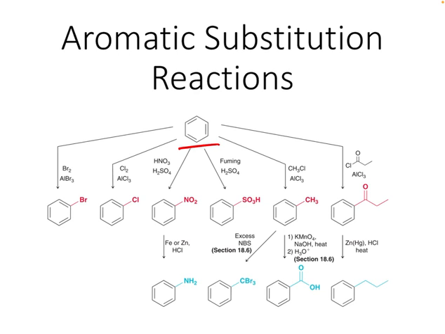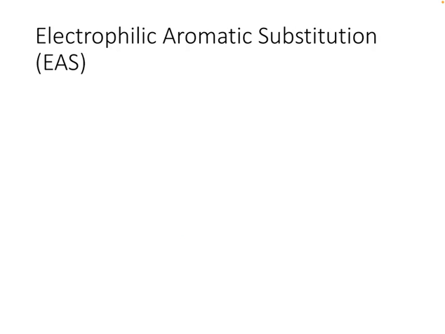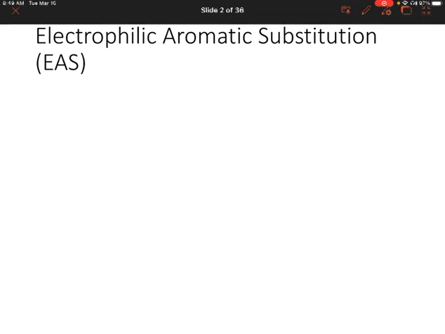So we're going to learn how to add functional groups to a benzene ring. And you can see in this reaction map, there's actually quite a few reactions that we can perform here. So these reactions are called electrophilic aromatic substitution reactions, or EAS. And we're going to cover quite a few of them in this chapter. But let's just start off with a discussion of the stability of benzene.